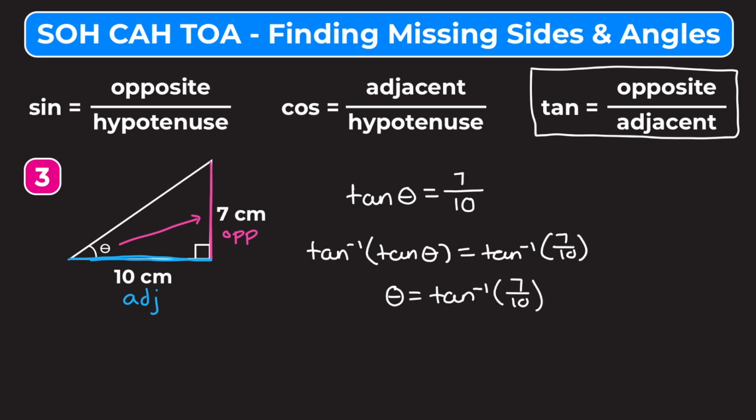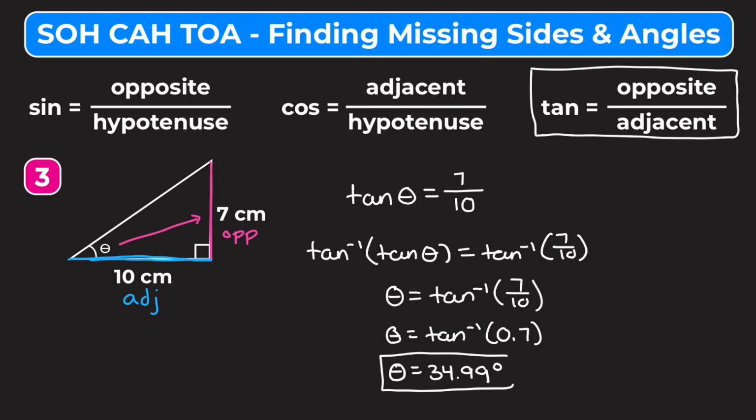And now what we want to do is put this into our calculator. So first I would just put 7/10 into our calculator, and we'll get 0.7. And now in our calculator, we want to put in the tangent inverse of 0.7. And if you do that, you should get roughly 34.99, and that is in degrees because we're solving for an angle. So we get that theta is roughly 34.99 degrees.